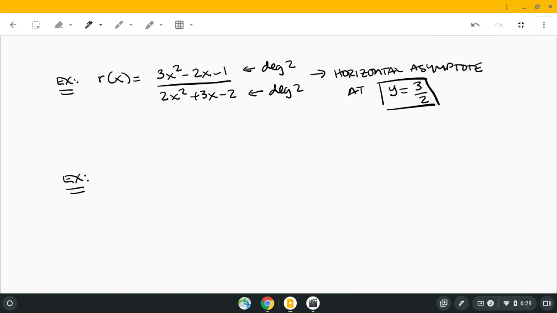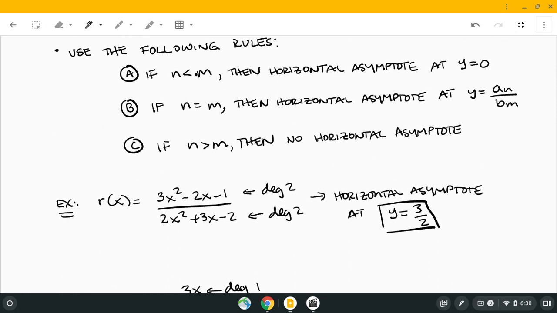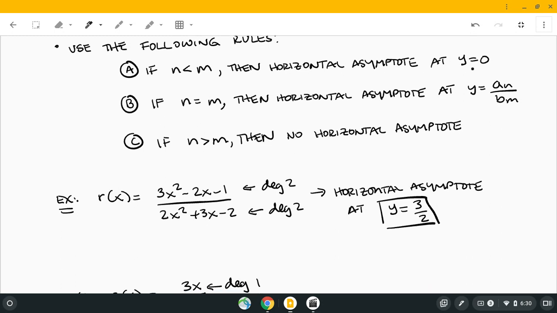Okay, let's take a look at another one. Suppose that I have 3x over x squared minus 4. Okay, so up here, we have a degree 1. And over here, we have a degree 2 polynomial. So up here, it's smaller than here. So that's this first case. The degree in the numerator is less than the degree in the denominator. So then it says you have a horizontal asymptote at y equals 0.